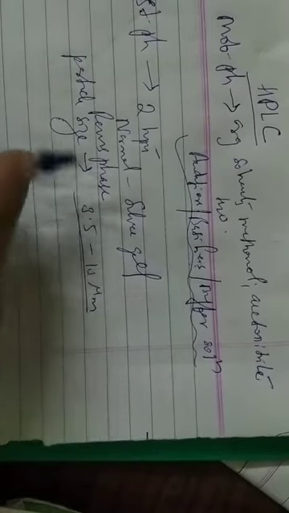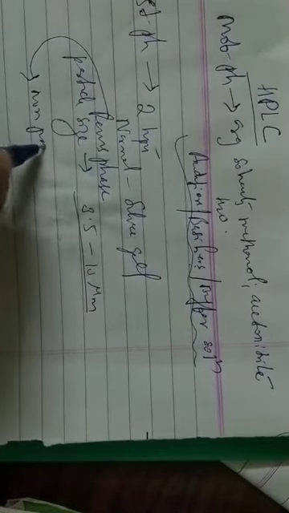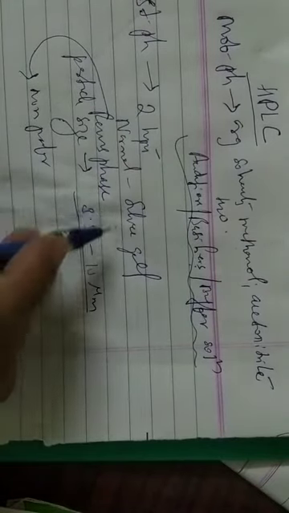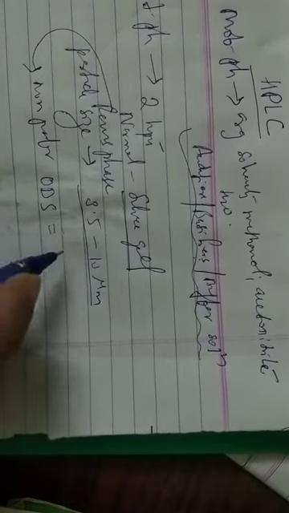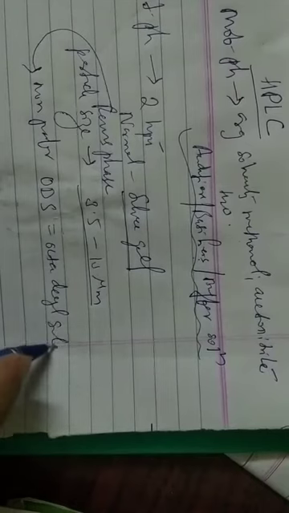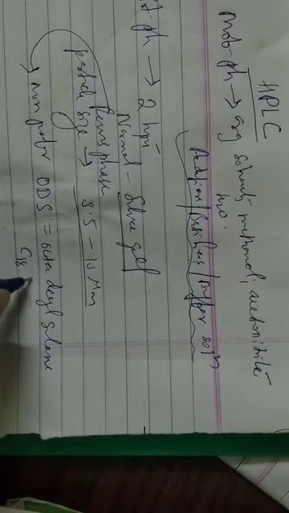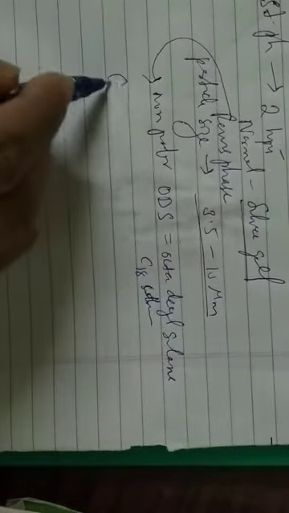In the reverse phase, what we are using is non-polar silica gel, that is called ODS. What is ODS? Octadecyl silane. It's also called the C18 column stationary phase. Now the columns usually used in HPLC are the C18 and C8 columns.